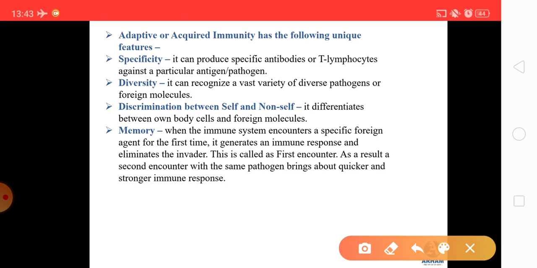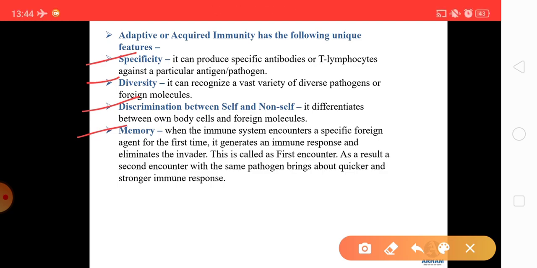Next is diversity. Diversity means it can recognize a vast variety of diverse pathogens or foreign molecules, and then produce antibodies against these pathogens and foreign molecules. Next is discrimination between self and non-self. This also we have discussed previously: it can easily differentiate between the body's own cells and the foreign molecules invading our body. So this becomes the third unique feature. And the last and most important unique feature is memory.